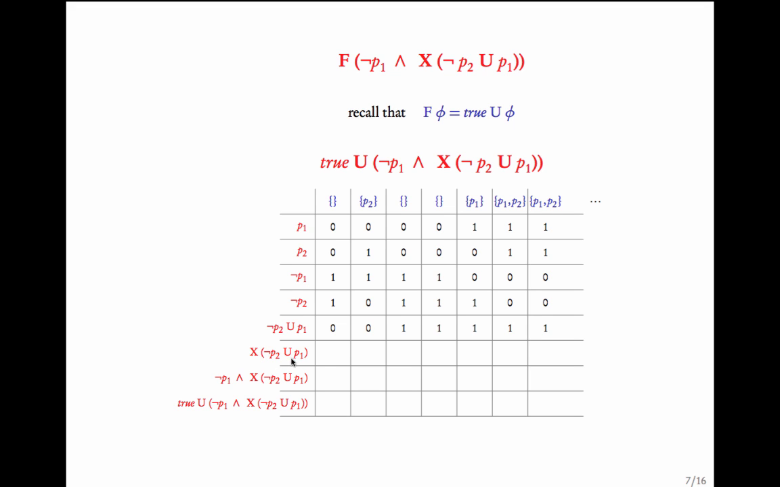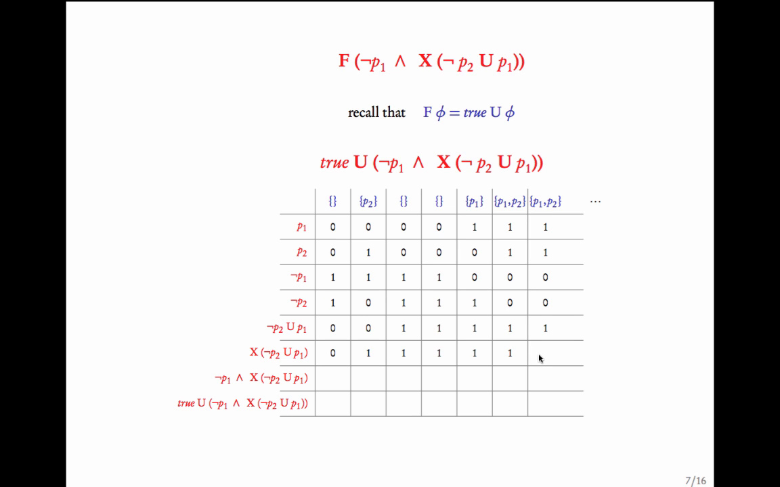What about X of not P2 until P1? To evaluate this, you need to see this one. You need to check what is the value of not P2 until P1 in the next position. Hence, it is going to be 0 here because it is 0 here. Here it will be 1. Here it will be 1. You just look at the immediate diagonal towards the top. So here it is 1, 1. Here it is 1, 1. Here it is 1. Here it will be 1.